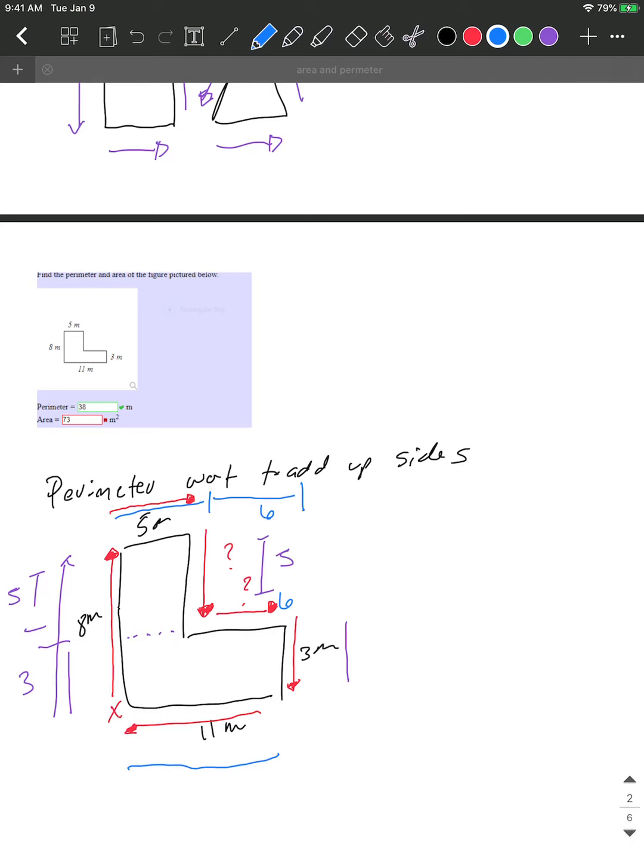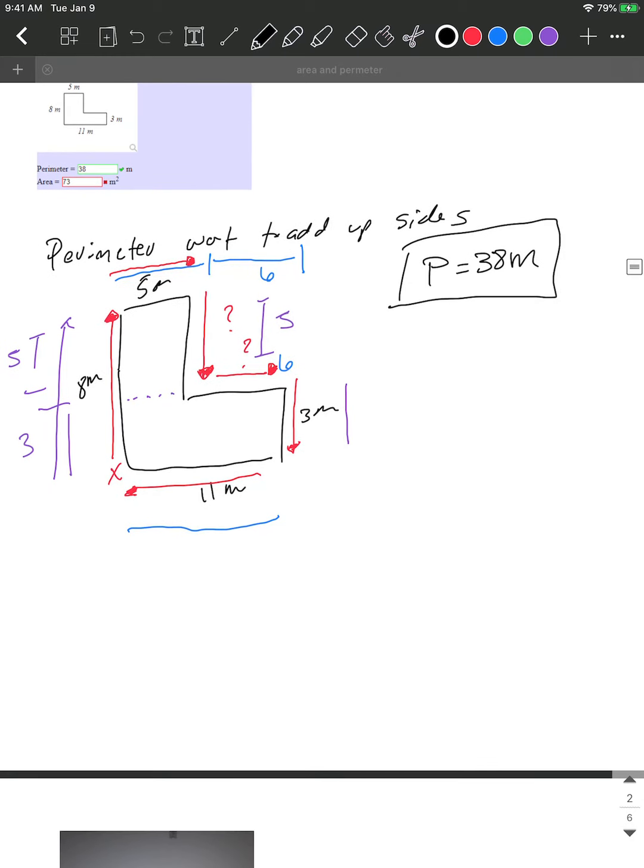So in order to calculate the perimeter, you just add up the 8 plus the 5 plus the other 5 plus the 6 plus the 3 plus the 11, which turns out to be 38. And as you can see in the little box up there, the perimeter turns out to be 38. So the perimeter is 38 meters. Remember, it's a single meter because it's not squared. We're not multiplying.